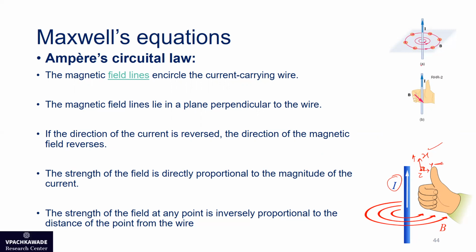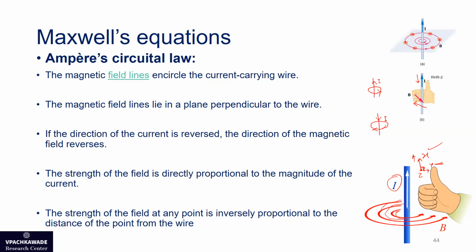Okay. So what if we reverse the direction of the current through this conductor? The magnetic field lines, which are shown by the red arrow like this, would now be going in the reverse direction. So if you have a current carrying conductor and the current flows in this direction, the magnetic field lines would be in this direction. If the current flows in this direction, then the magnetic field lines would be in this direction. So it's very simple.